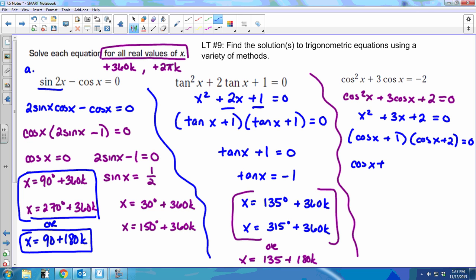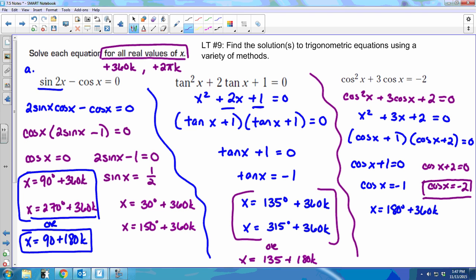So cosine x plus 1 equals 0. So cosine x equals negative 1. And that happens at 180 degrees. And then cosine x plus 2 equals 0. If you think about the graph of cosine, it was a wave, and it went up to 1 and down to negative 1. So cosine x can't equal negative 2. That would be undefined. We don't have any solutions for that. It doesn't exist. So we only have this one solution after all of that work.